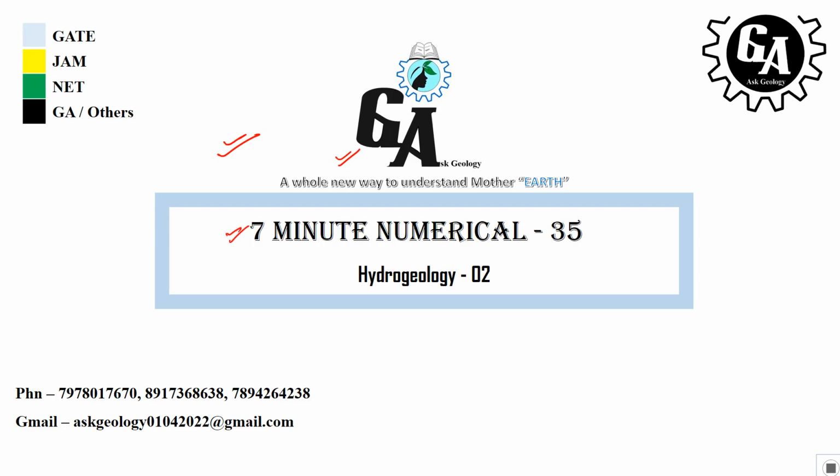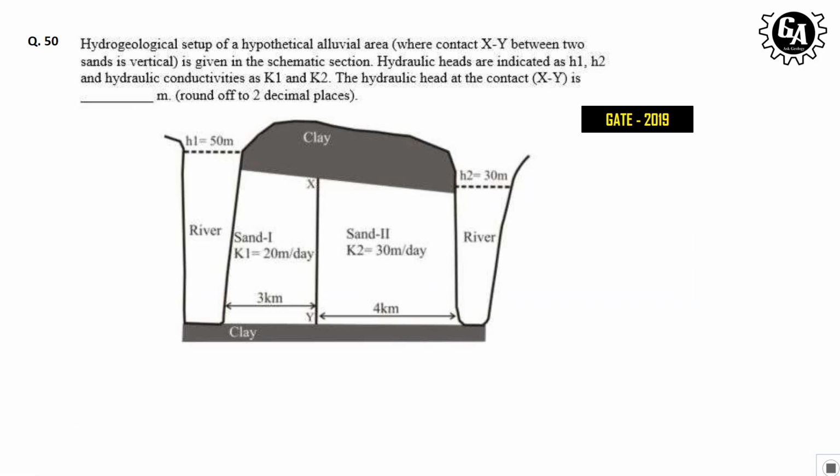In today's 7-minute numerical, we are going to discuss one hydrogeology question asked in GATE 2019. This is question number 50. The question is: the hydrogeological setup of a hypothetical alluvial area, where the contact XY between two sands is vertical, is given in the schematic section.